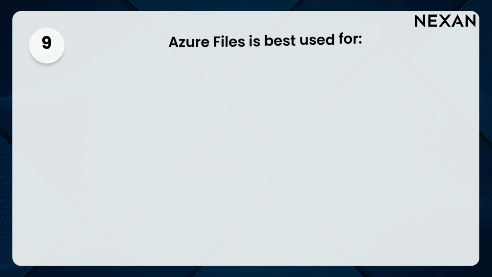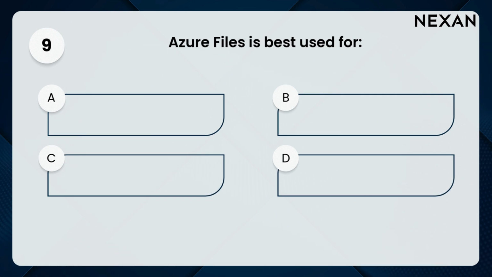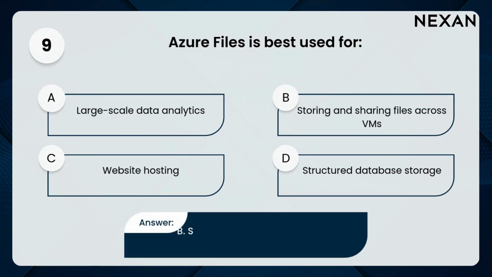9. Azure Files is best used for A. Large-scale data analytics. B. Storing and sharing files across VMs. C. Website hosting. Or D. Structured database storage. Answer: B. Storing and sharing files across VMs.